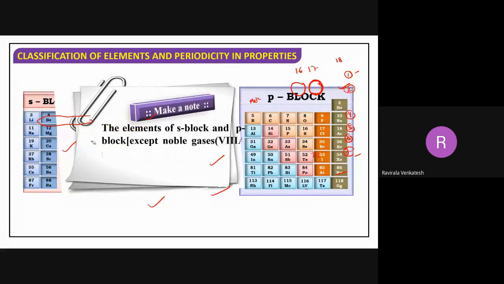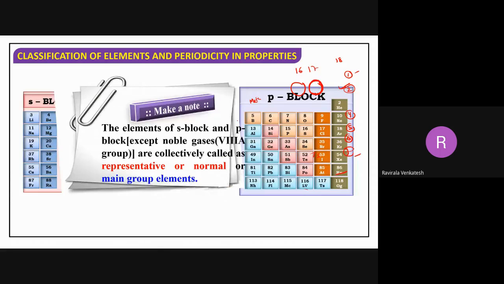Now we'll see a note here. Elements of the S-block and P-block, except noble gases, are collectively called representative elements, or normal group elements. This is important for us. Simply remember representative elements. They will ask in examination which group elements are representative elements: S-block and P-block, except noble gases. Noble gases are not at all called representative elements. What is the reason?